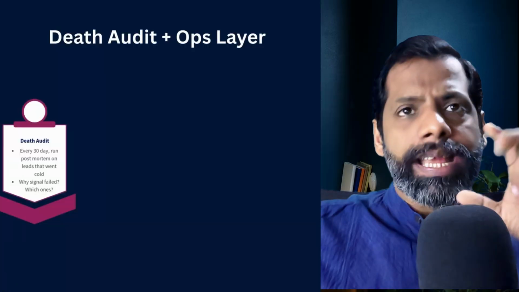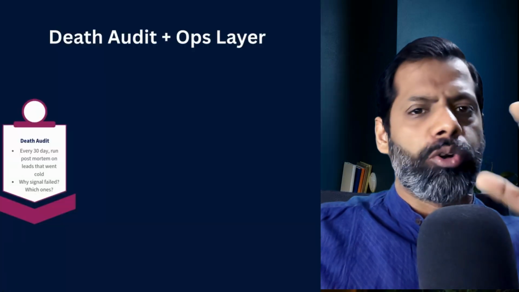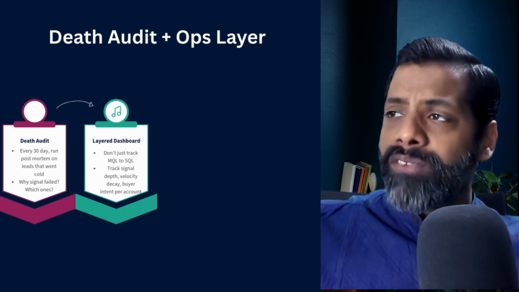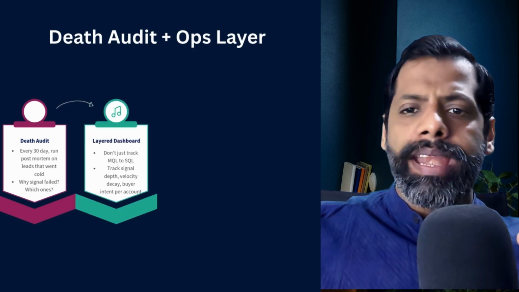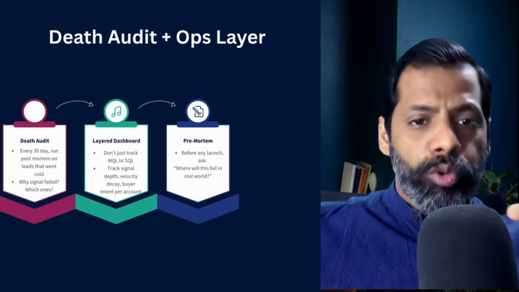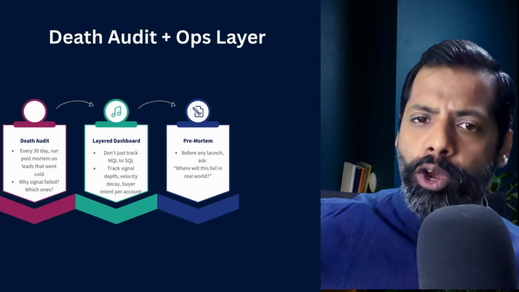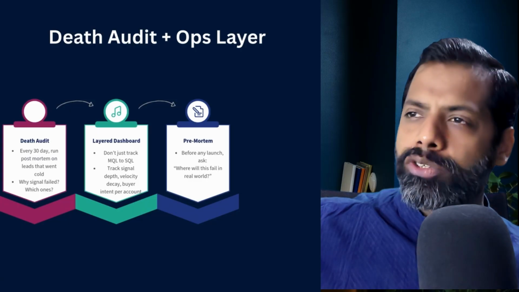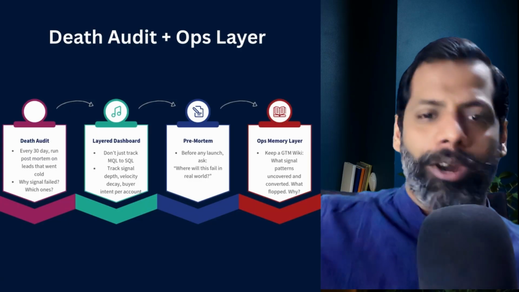How do you do that? You must have a death audit. Every 30 days, run a postmortem on leads that went cold: why the signal failed, and which ones. Second is a layered dashboard. Don't just track MQLs to SQLs, track signal depth, velocity decay, and buyer intent per account. And before any launch, ask where this will fail in the real world. So not a postmortem, but more like a pre-mortem.